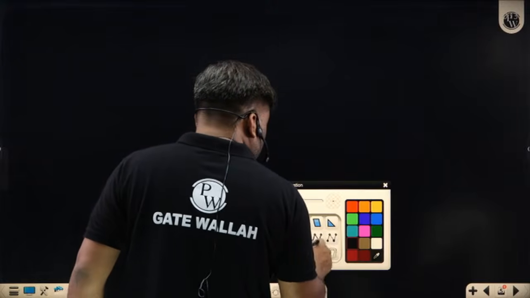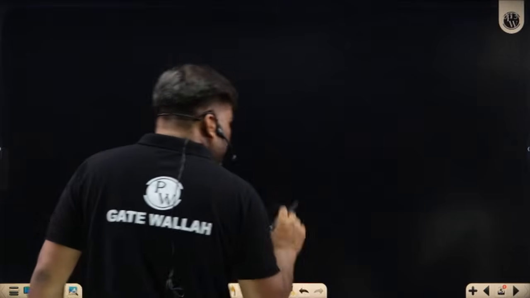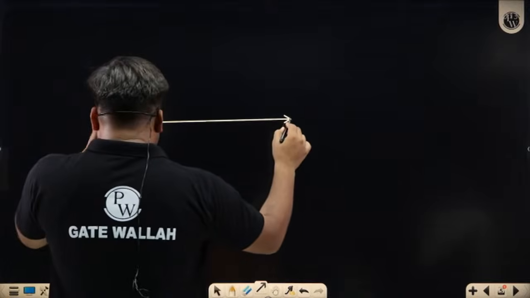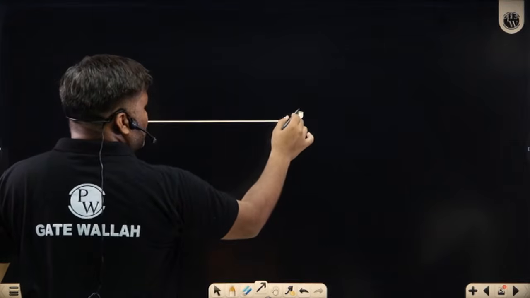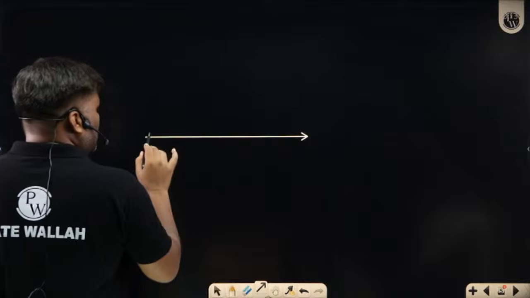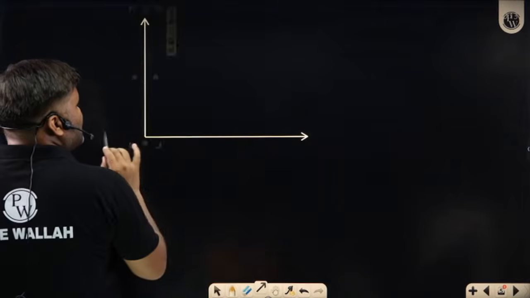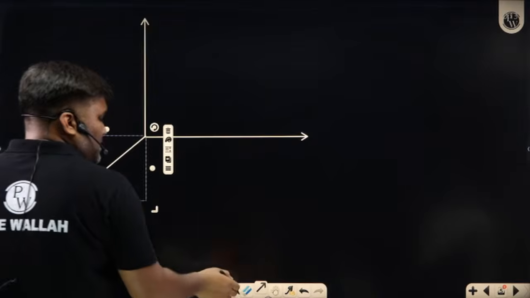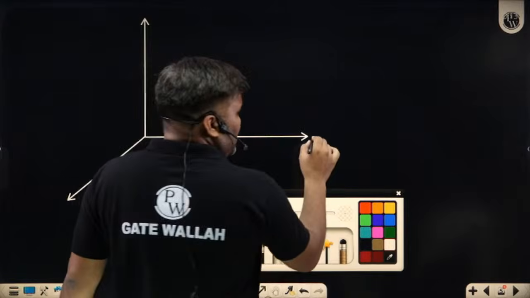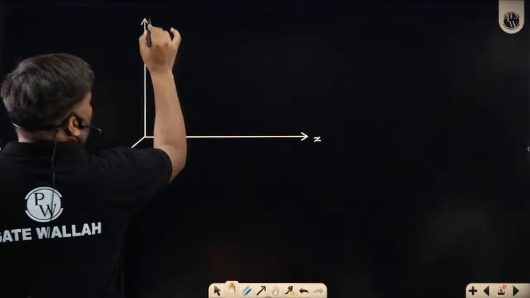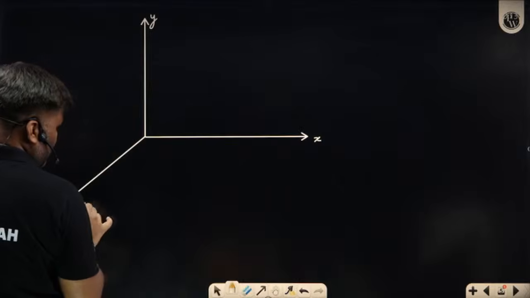Suppose, in 3D I'm talking, we have this x-axis, this is your y-axis, and this is your z-axis. These are the three mutually perpendicular axes. This is your x-axis, y-axis, and suppose this is your z-axis.